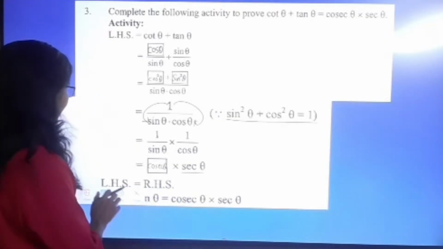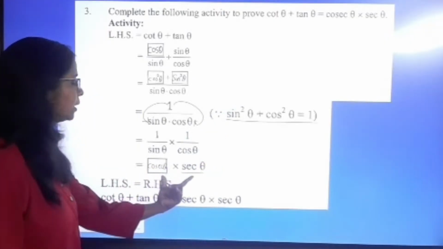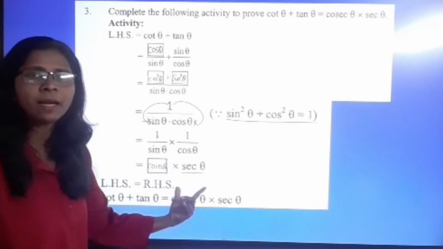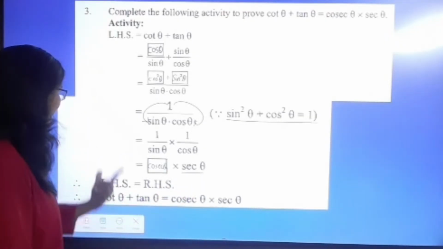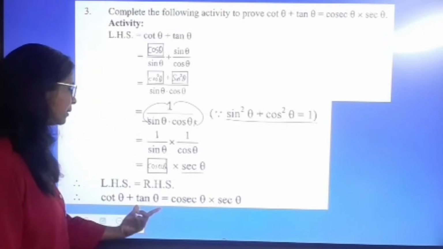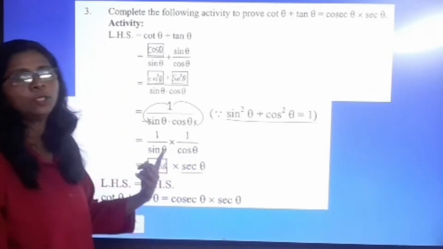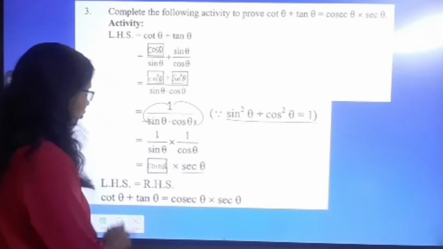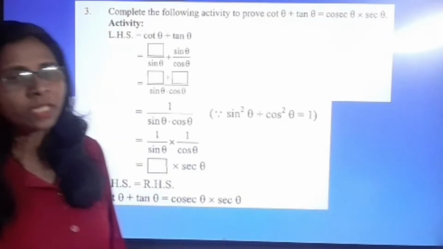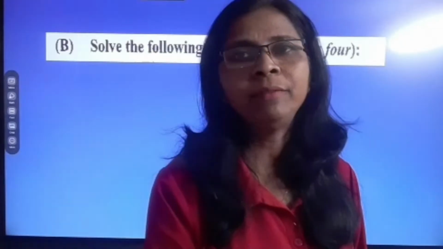So here we can see that yes, that will be the RHS, that is the right hand side. So here we say LHS is equal to RHS, and therefore cot theta plus tan theta is equal to cosec theta multiply sec theta. Okay, hence we prove it. So in such a way the question 2A is completed, which is activity based.